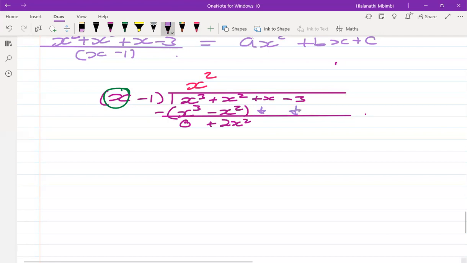Pull these guys down. That was your first iteration. You pull these guys down, you would have a plus x and a minus 3. Then you start with your second iteration. You go to that 2x squared, you divide it by x, you will have a plus 2x. You take that plus 2x, you multiply that x, you multiply that negative 1, you will have a 2x squared and a negative 2x. Put your brackets, you subtract, this would be 0, and then that would be 3x.